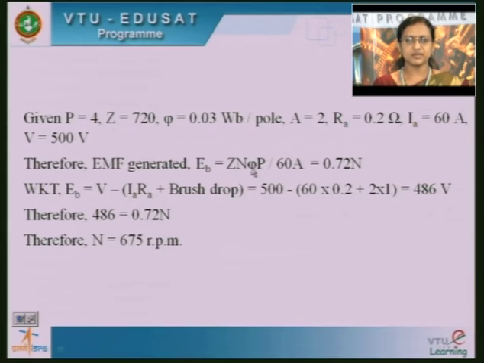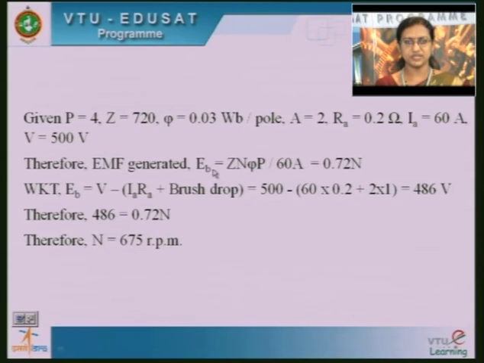Now, you have another equation for EB. EB is equal to V minus IARA plus brush drop. This is the relationship between back EMF and the terminal voltage. When you substitute, you get EB as 486 volts. Here also EB is 0.72 N, in relationship with the speed. Now equate these two values, 0.72 N and 486, and you get N is equal to 675 RPM.